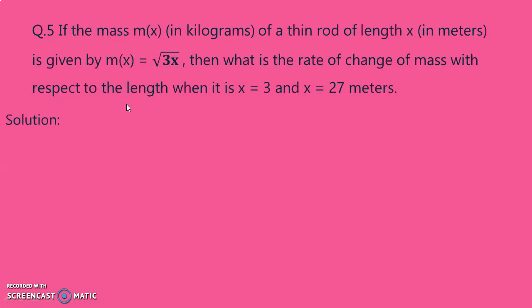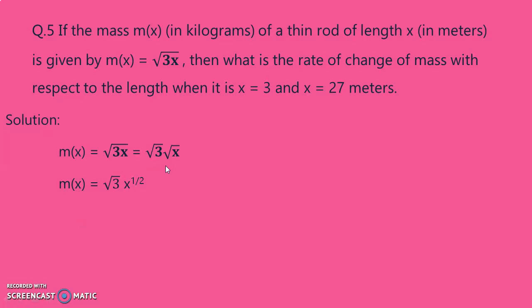So let's move on to find the rate of change of mass with respect to the length x, that is dm by dx. We know that m(x) will be square root of 3x, and we can split this as square root of 3 and square root of x. Then we have to find dm by dx.